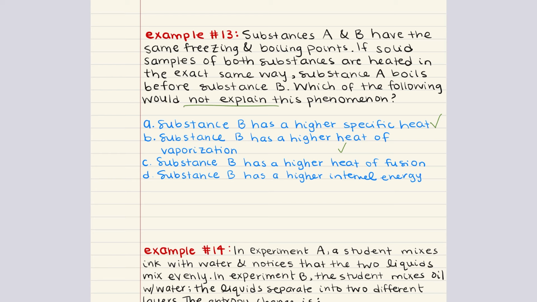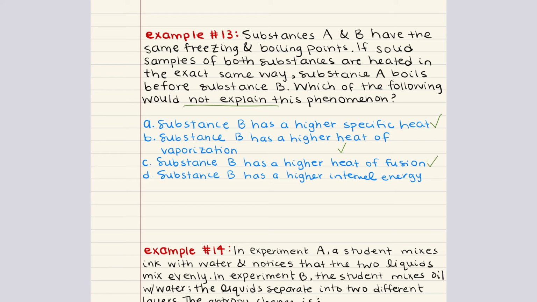Answer choice C says substance B has a higher heat of fusion. A higher heat of fusion means it takes more energy to convert substance B from solid to liquid at its melting point. This would cause substance B to remain a solid for a longer time and delay its heating process, making substance A boil first. This could explain what we observe, so it is not the correct answer for this question.